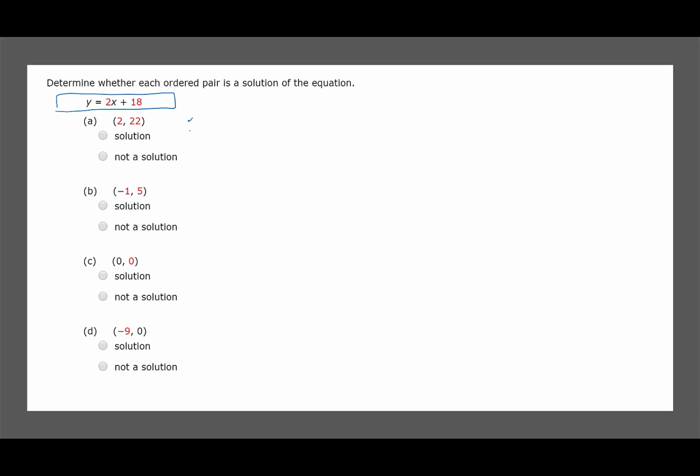For the first one, 22, since that's y, equals 2 times 2 plus 18. 2 times 2 is 4, and when you add 4 to 18, that is 22. Because this is a true statement, the ordered pair 2, 22 is a solution.